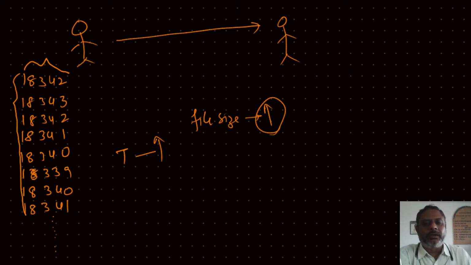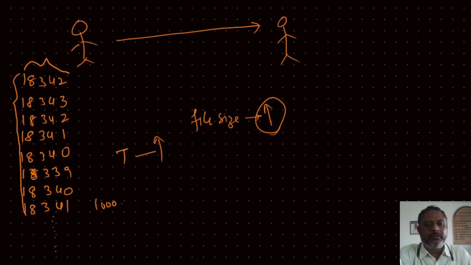Okay, let's get back to our problem. You are asked to send, say, 1000 numbers to your friend on the phone. So you are supposed to call your friend and tell these numbers. How would you tell? Will it be: the first number is 18342, the second number is 18343, the third number is 18342, the fourth number is 18341, and so on? Will you keep telling this way?